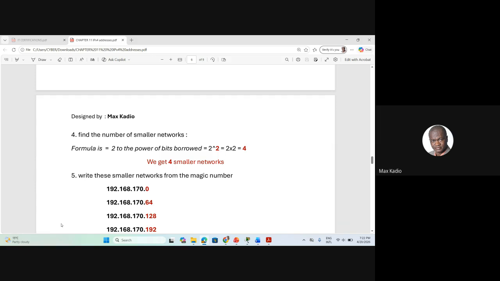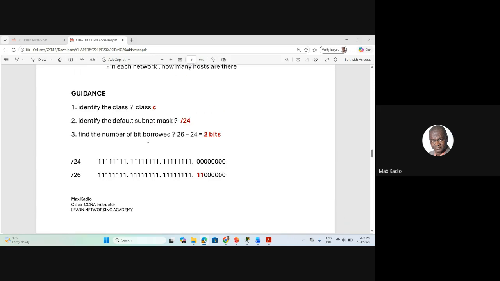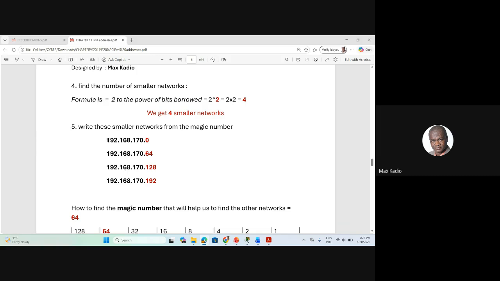So check that. Now that you found the number of smaller networks, you need to list them, to write them down. How are you going to write them now? First things first, in your question, the 3 blocks never change. That's why you see here they are all in black. The 3 blocks, you put them here: 1, 2, 3, and 4, because we have 4 smaller networks. The first one always starts with 0. So it means we found the very first network.